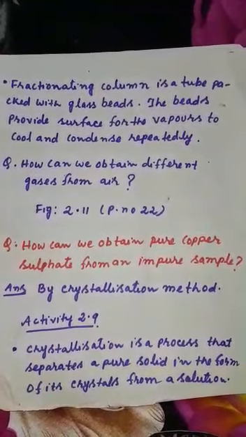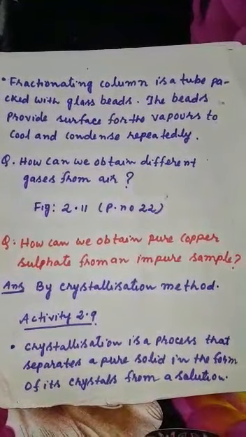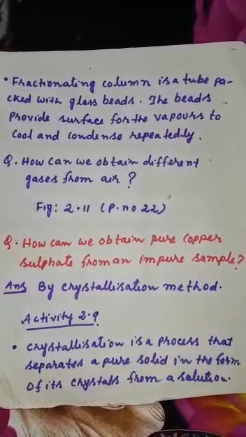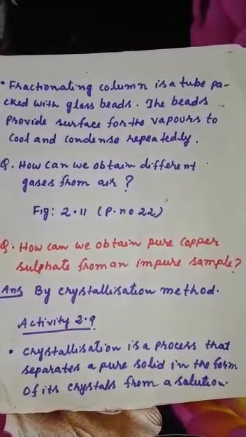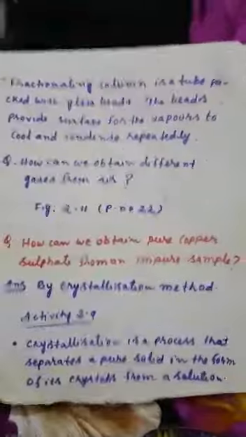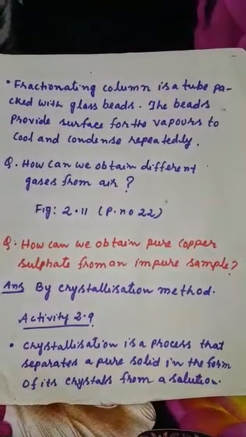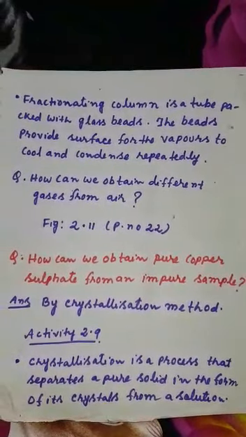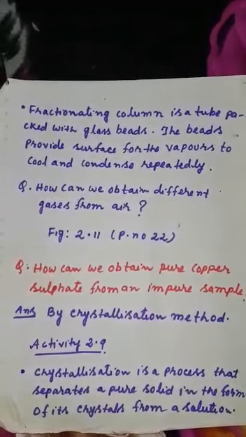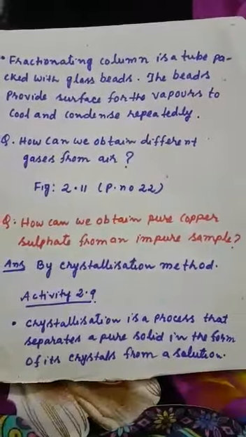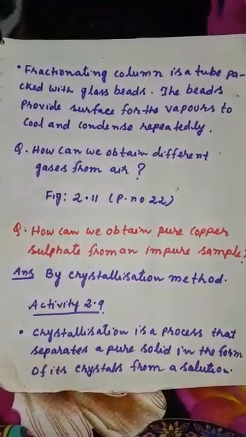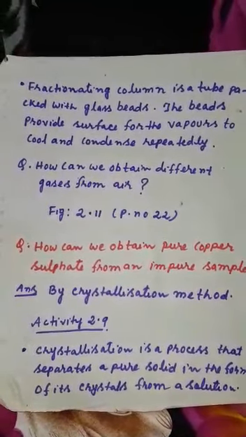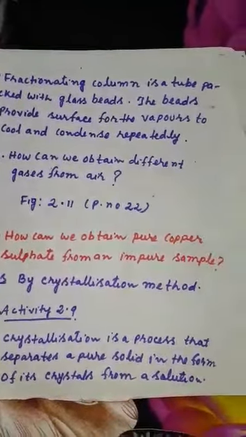Please take out page number 22 in your book and figure number 2.11. So what we do actually here, we compress the gases and turn these gases into liquids. Under high pressure we compress it and turn these gases to liquid. Now from this liquid air we will separate the gases by fractional distillation method. Okay, you have to remember this flow chart and the boiling points of different gases like oxygen, argon and nitrogen, at what temperature we can collect them, those you have to remember.